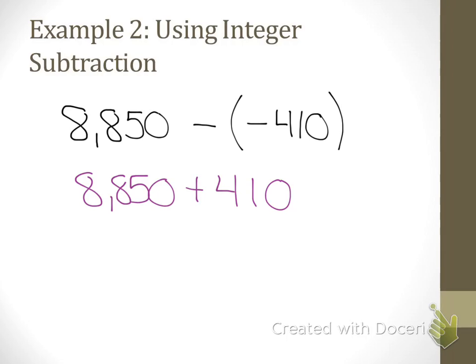What is 8850 plus 410? 9,260 feet. Did you say feet? All right, and so here's what we're saying. That's the difference in elevation. To get from -410 to 0, I go 410, and then I go another 8,850. I have to add them together to find the total.